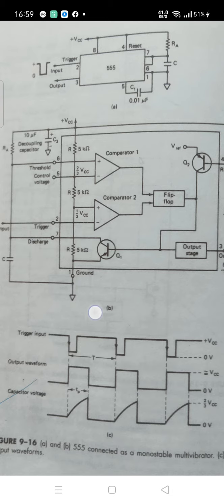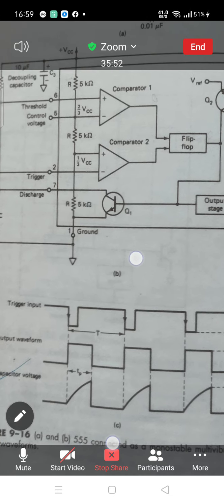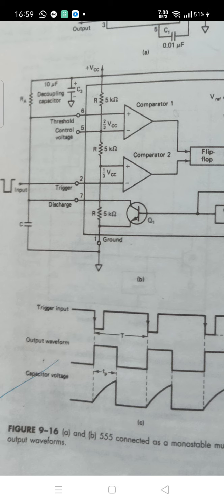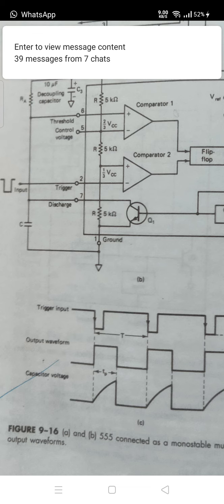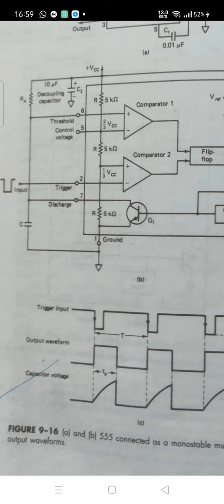So that will be shown here. The trigger input, output, and capacitor voltage are also shown here. The figure shows the triggering input, output voltage, and capacitor voltage waveforms. As shown here, the pulse width of the triggering input must be smaller than the expected pulse width of the output waveform. Also, the trigger pulse must be a negative going input signal with an amplitude larger than 1/3 VCC. The time during which the output remains high is given by Tp equal to 1.1 RA into C seconds.